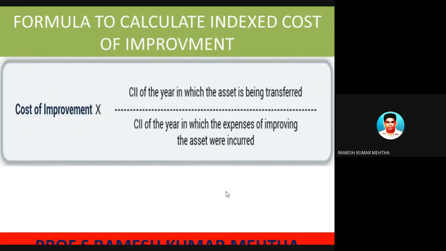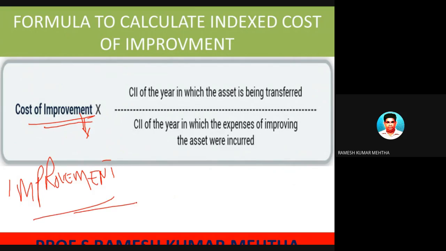Okay. The next point. Next one is cost of improvement. Now, cost of improvement, if it is long term in nature, we have to do indexed cost of improvement also. Now you can ask me, sir, what do you mean by improvement? So this is a very, very important word in the chapter income from capital gains.